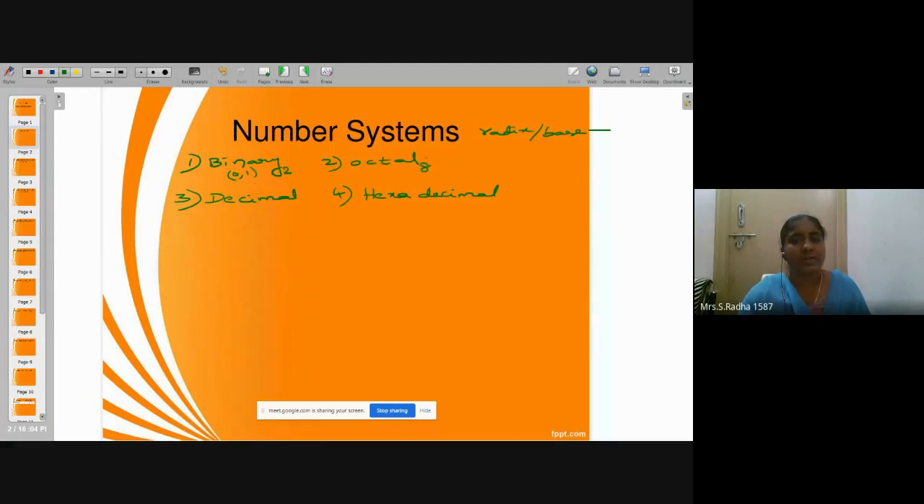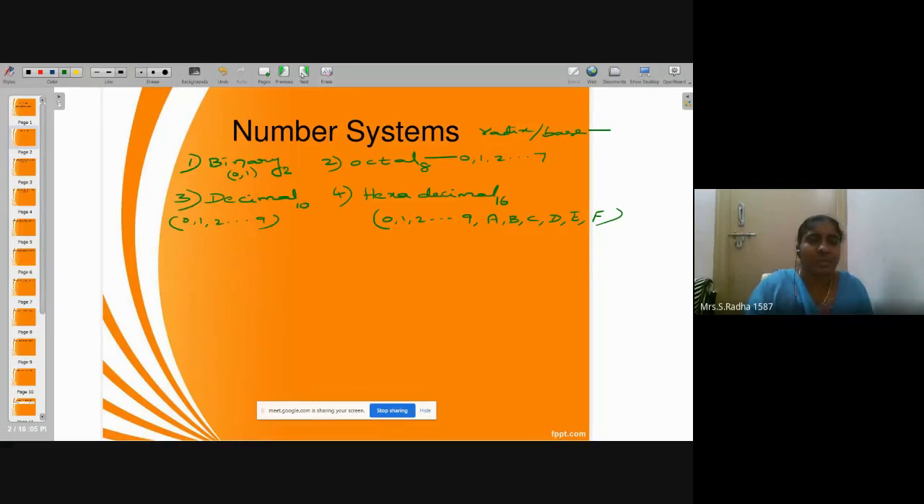What are the digits you are using? 0, 1, 2, 3, etc. up to 7. Coming to decimal, the base or radix is 10 and the digits you are using are 0, 1, 2, 3, etc. up to 9. Coming to hexadecimal number system, the base or radix is 16. You are using the numbers 0, 1, 2, 3, etc. up to 9. After 9, you are having A, B, C, D, E, F. So 16 digits you are using in the number system, hence the name. And that base indicates how many digits you are going to use in the number system.